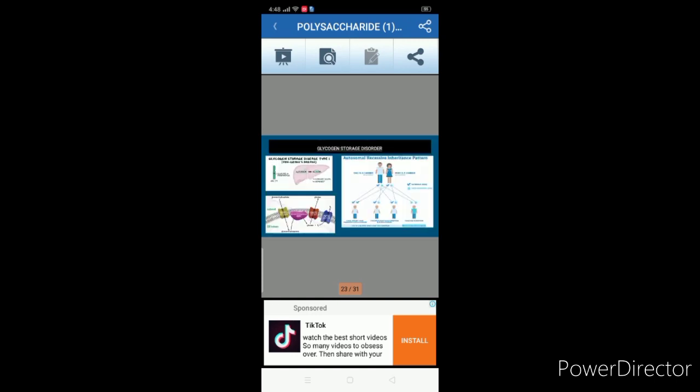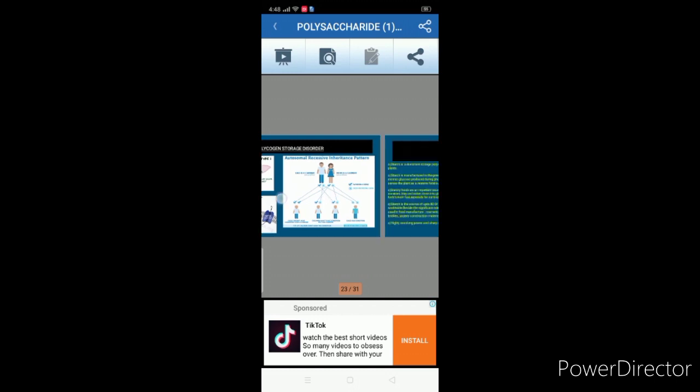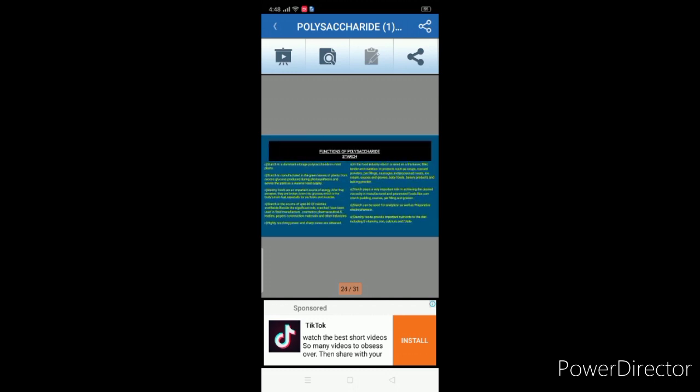Glycogen storage disease. Here are some pictures. Functions of polysaccharide starch. Starch is a dominant storage polysaccharide in most plants. Starch is manufactured in the green leaves of plants from excess glucose produced during photosynthesis and serves the plant as a reserve food supply. Starchy foods are an important source of energy.